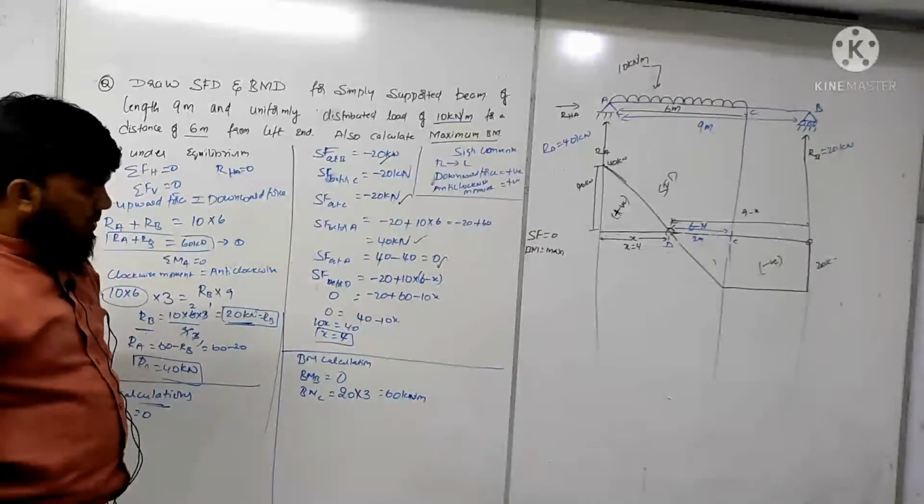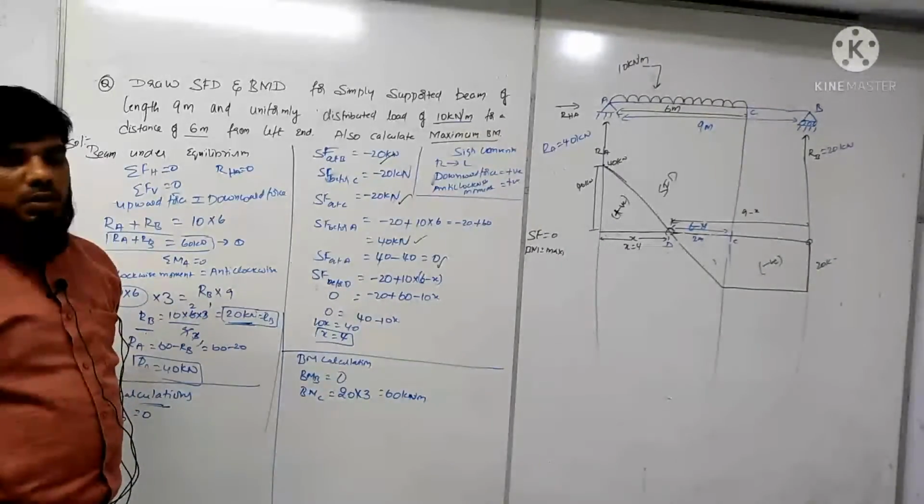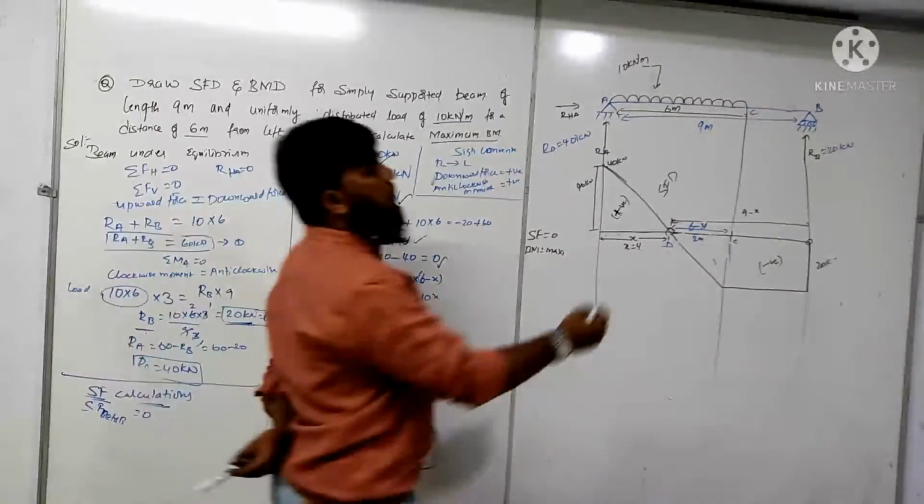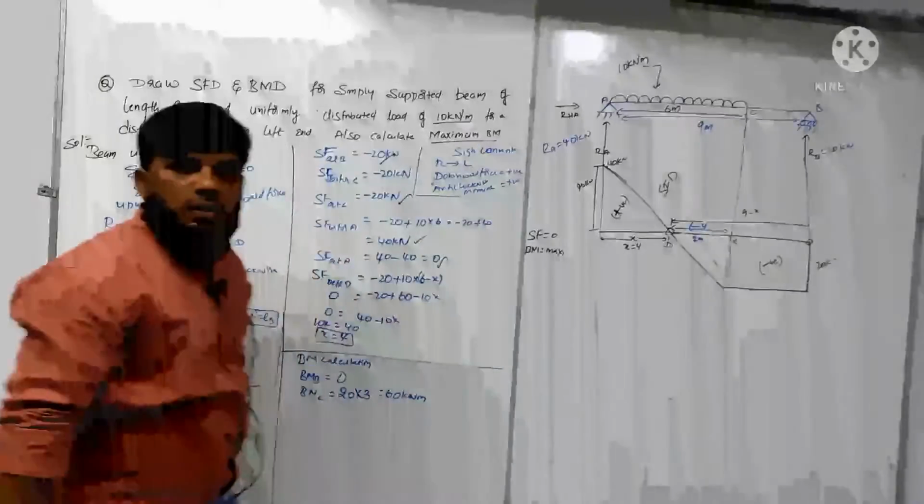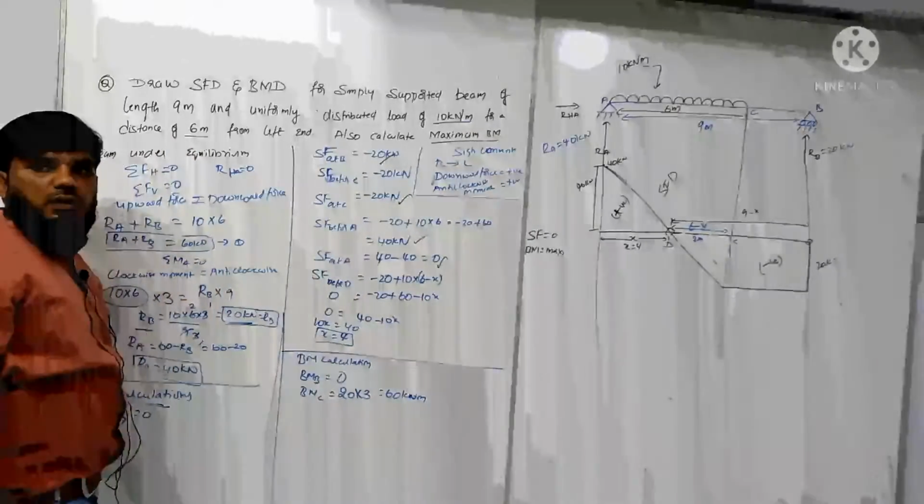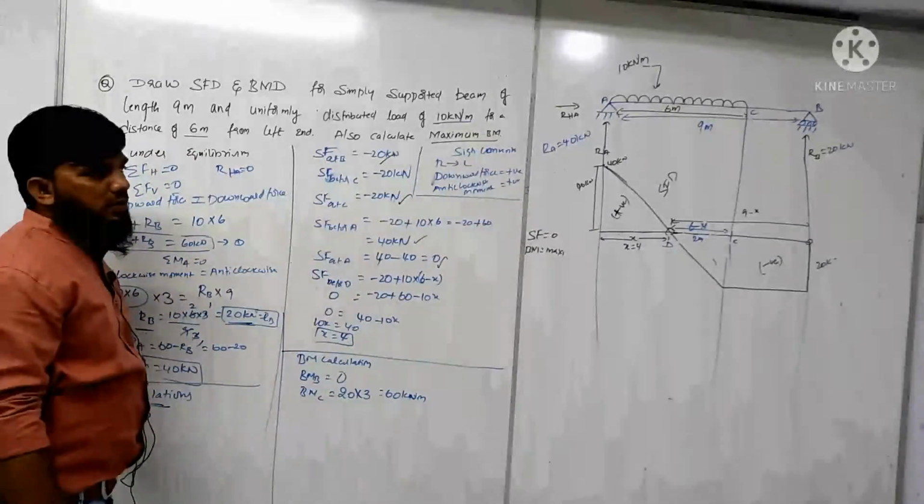X is 4. So till point C, what is this distance? 9 minus 6. 9 minus 4. 6.